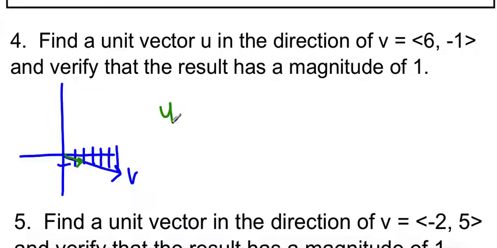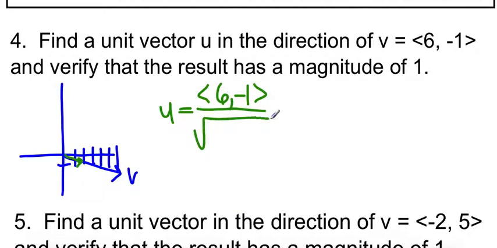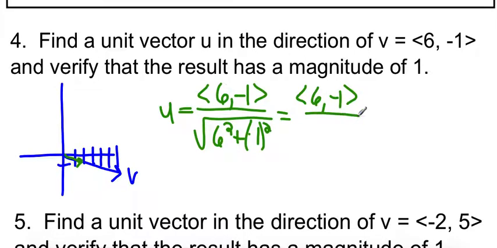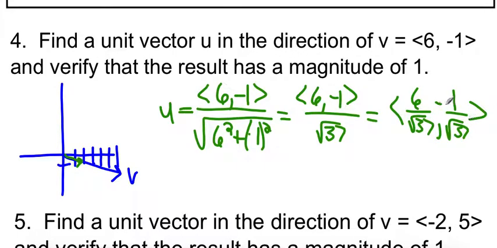So to find that u, we take our vector v and we divide it by the magnitude of v. Remember, magnitude is just distance formula, how long it is. Okay, so we can take 6 squared plus negative 1 squared. So we get 6, negative 1 over the square root of 37. And we're going to divide both of those by the square root of 37. So 6 over root 37 and negative 1 over root 37. Generally, we don't have to rationalize or anything. You can if you want, but it's not really necessary.